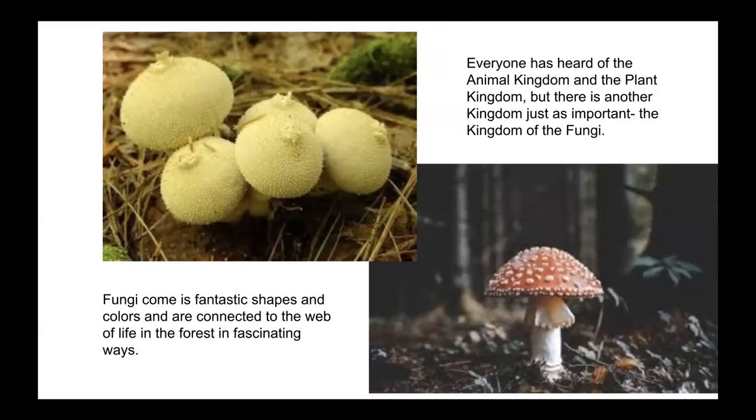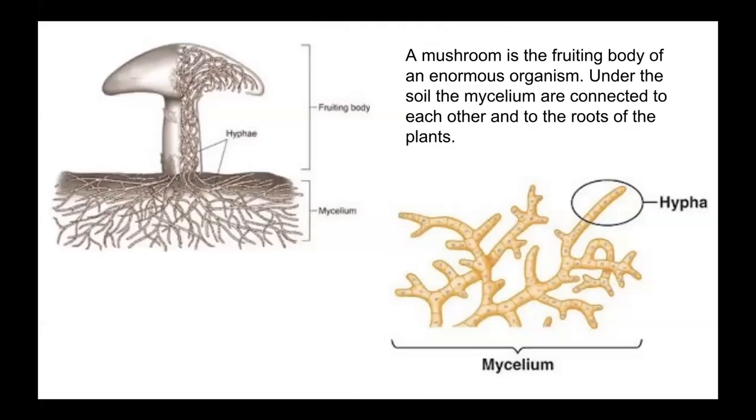So when you see the mushroom, it's just the fruiting body. It's going to make the spores that reproduce the new mushroom. But underground, there's a thing called the mycelium and the hyphae. That's what runs through the whole forest floor. And also when you see it on the leaf, that's what you're seeing.